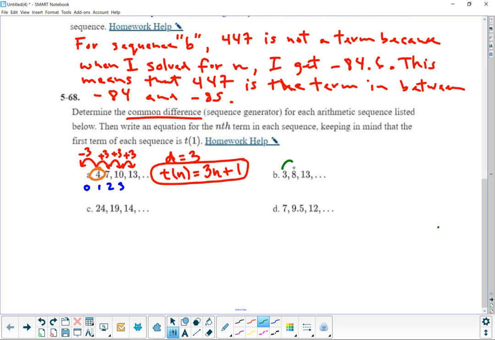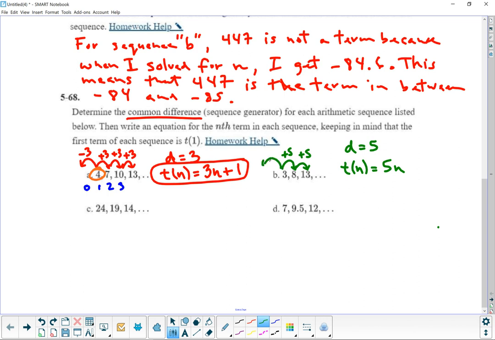This one from 3 to 8 is plus 5. 8 to 13 is plus 5. So I think I have my sequence generator, which is the common difference of 5. So now I know my explicit equation, T of n equals 5n. That's how you start it. As soon as you find the sequence generator, you have the first part of your explicit formula. All you need to do is go backwards.